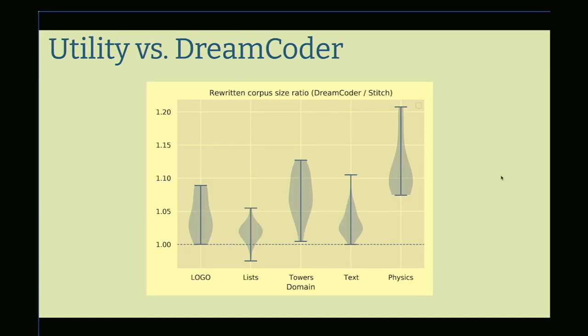Now, of course, it's important to compare the actual quality of our abstractions to that of DreamCoder. So this is a plot with the utility ratio on the y-axis, and this dotted line, 1.0, is basically both Stitch and DreamCoder getting the same amount of utility, and anything above is Stitch doing better. So we see that in general, we get comparable and often slightly better abstractions than DreamCoder.